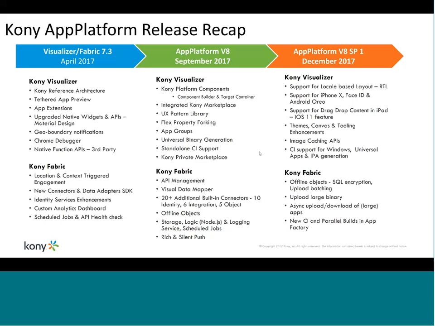On Fabric, we added capabilities like being able to do API management within Fabric, and being able to visually map data elements for object services. So we added a new visual data mapper within Fabric that allows you to do the mapping. And like I said, we keep enhancing the number of connectors we have in Fabric. So this release was a major release with multiple enhancements and additions to the connectors, not only for identity, but for integration and object. A bunch of enhancements for offline objects as well, and a few enhancements across notifications and things like that.